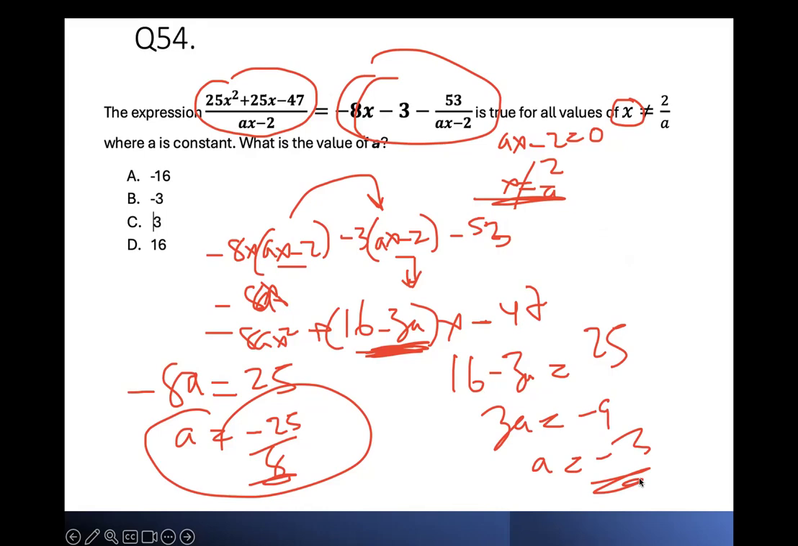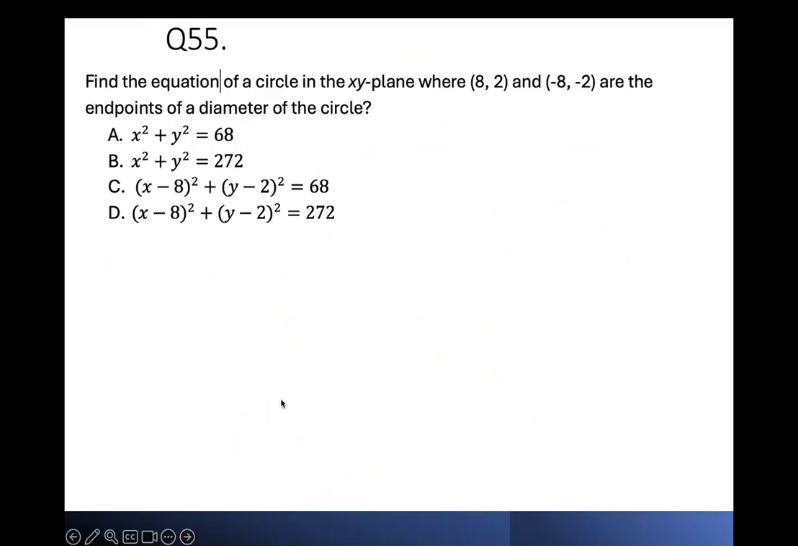The other way to think about it, we get our a as minus 25 over 8. And you say, oh, I don't see the answer like that. You are not wrong. It just makes the solution not true in the end if you substitute it in. That's why the answer choice is not there.